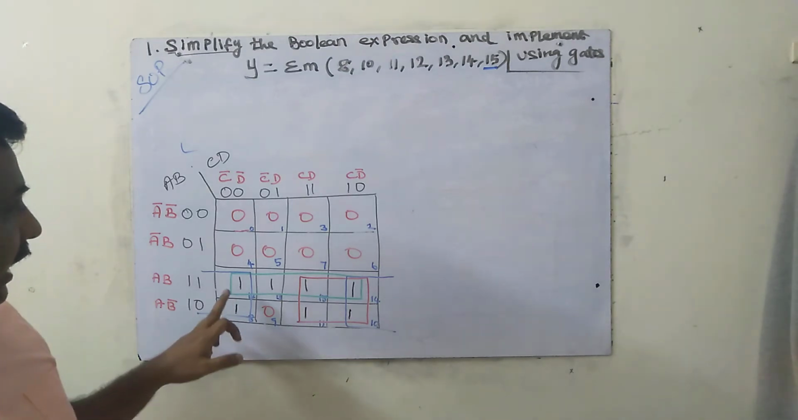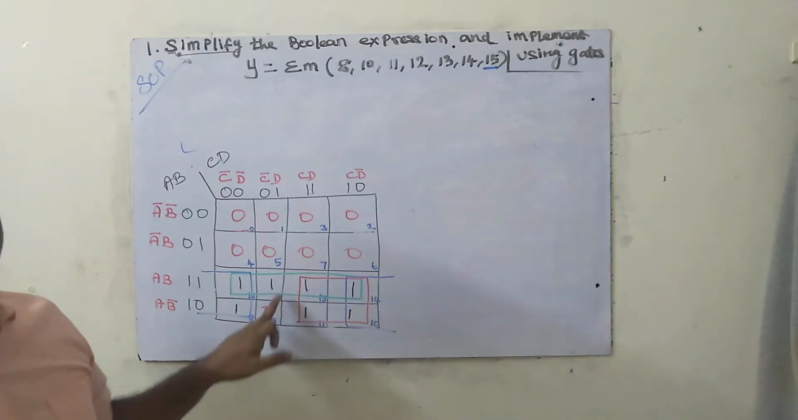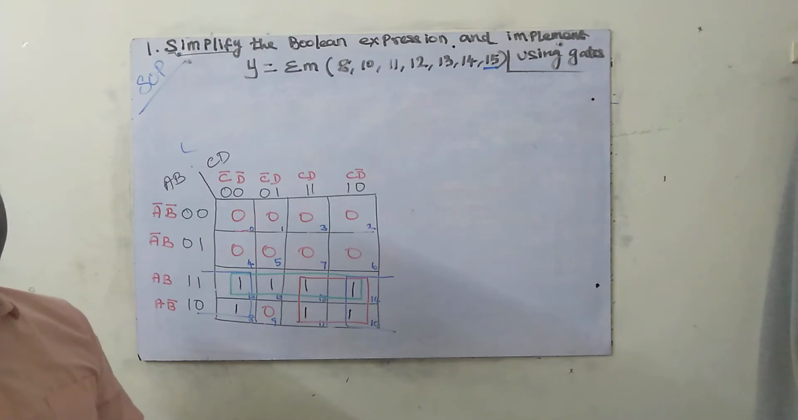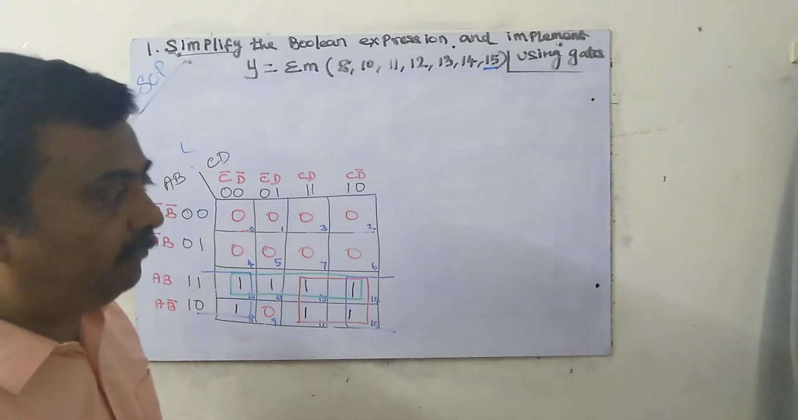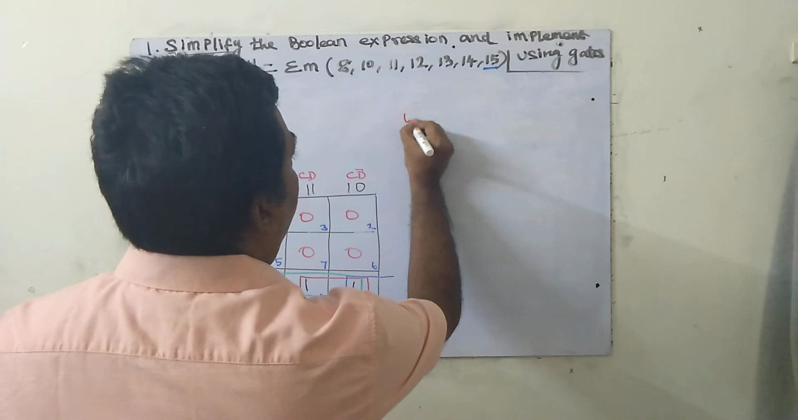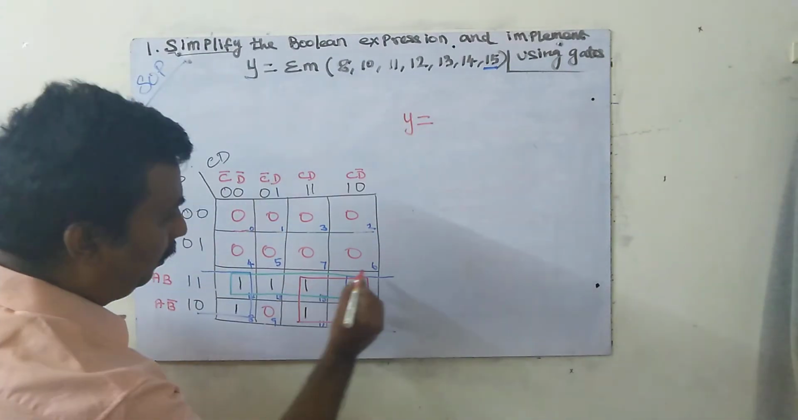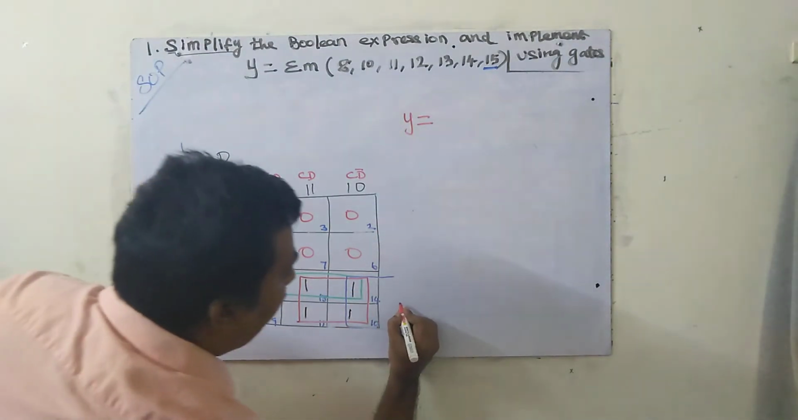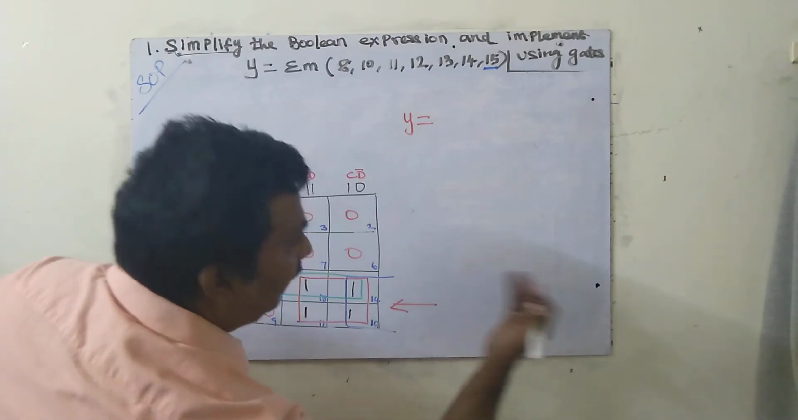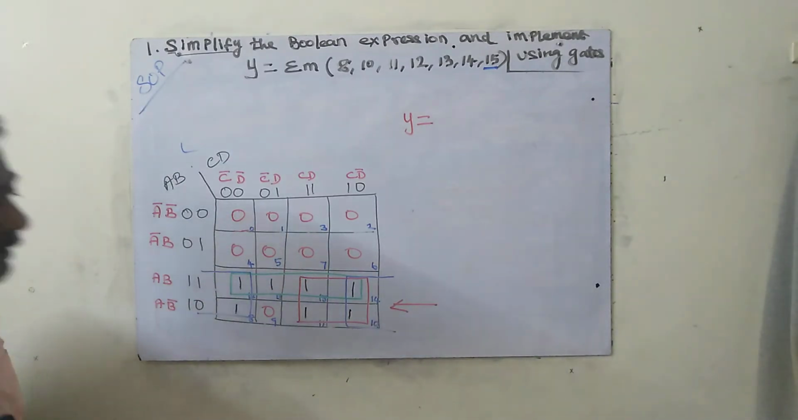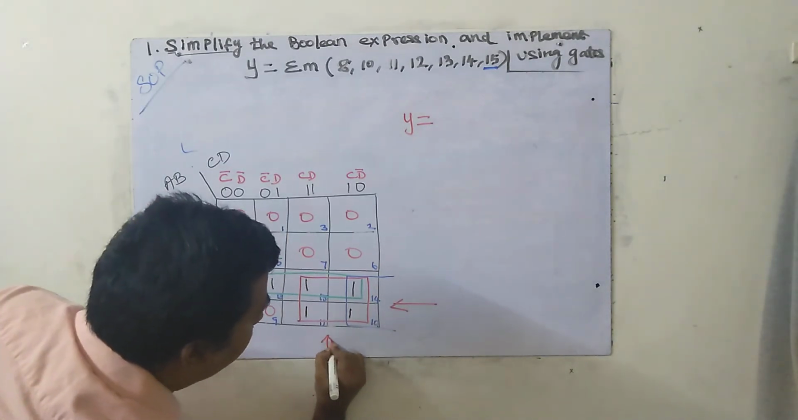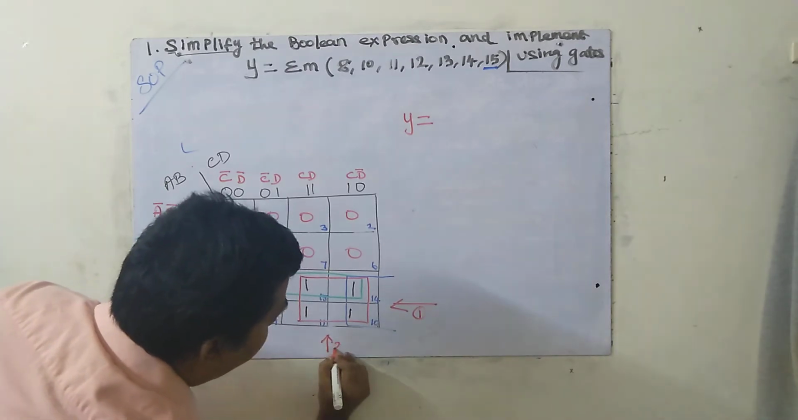Now I will write the equation for this red color. How to write the equation for this red color box? So first, Y equal to. How to see: first I had to see from here, right hand to left hand. Then second thing I had to see from here. This is first, this is second.